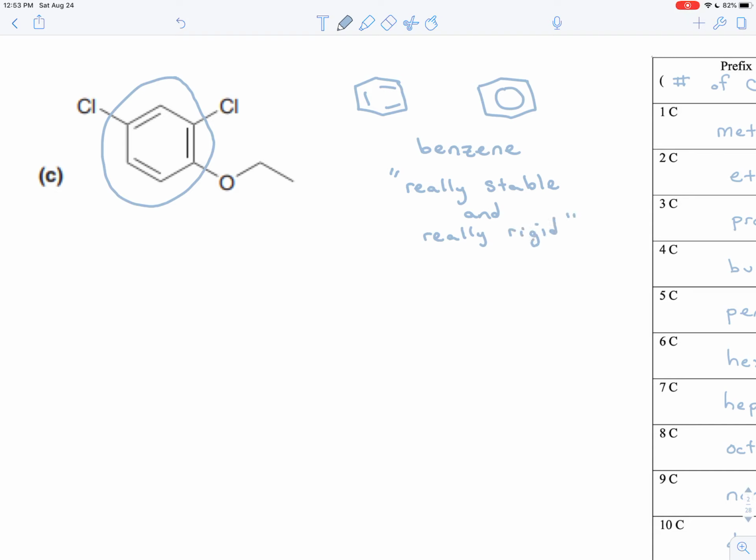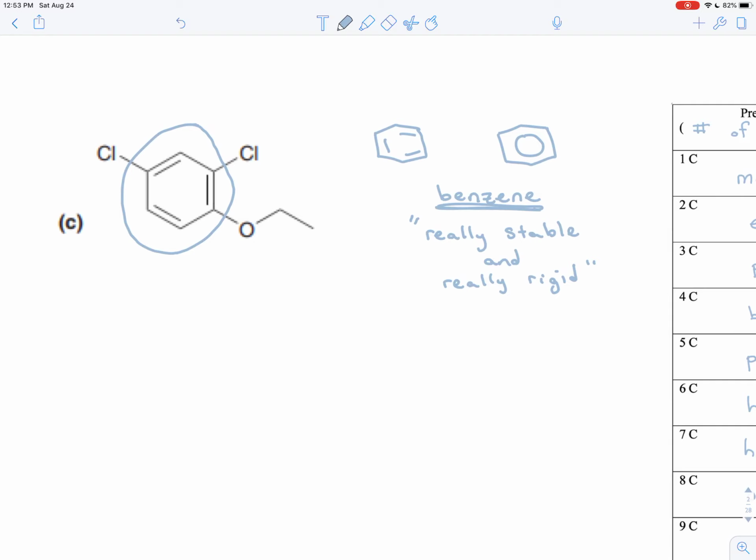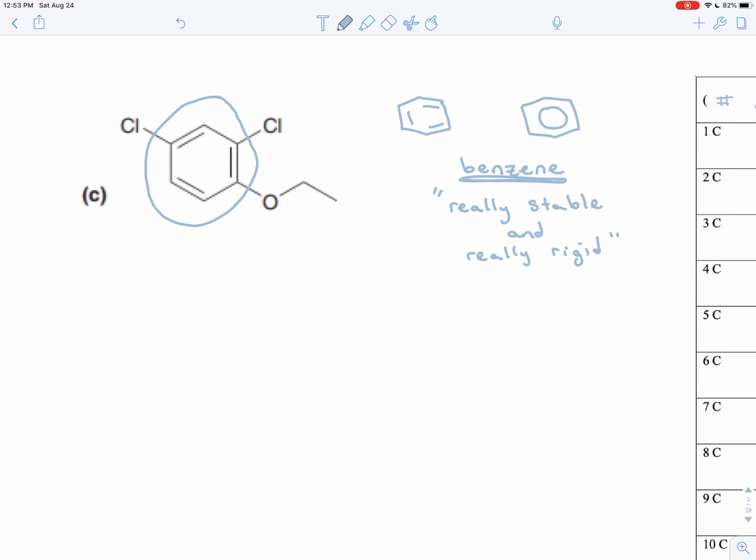And so you tend to see it in a lot of medications and biologically active drugs, or biologically active molecules, because if it keeps its shape really well, it'll fit into pockets very reliably. Anyway, benzene. There's no way you could have gotten this from this IUPAC table. It's just a common name, or a special name, for a special molecule. So that's our backbone, benzene.